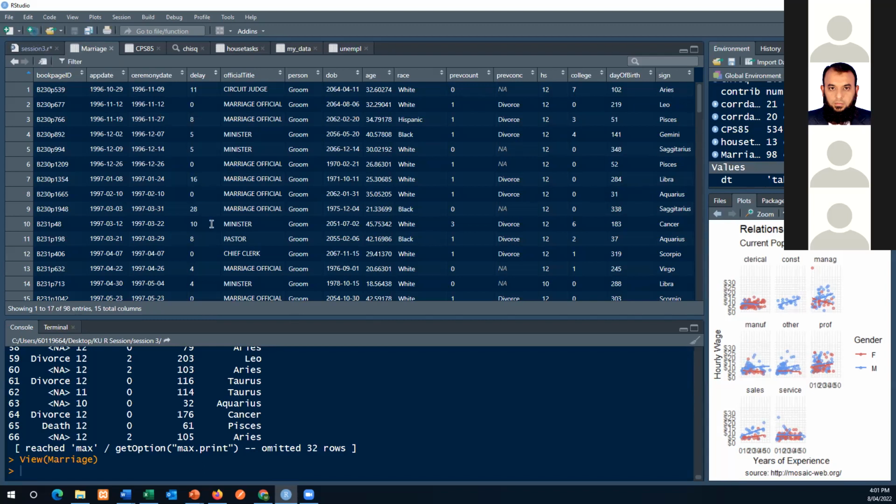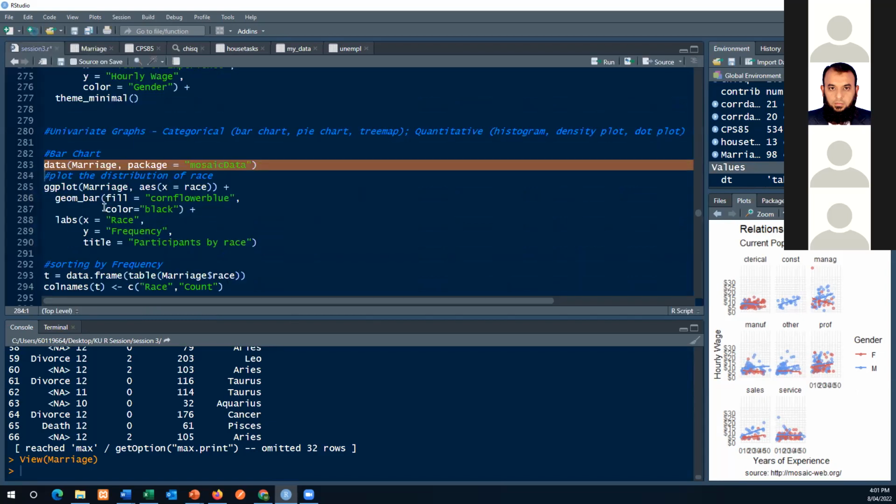Here we use ggplot, the same ggplot but instead of geom point we use a bar geometry, with the border color black, and labels this way. So we'll create a simple bar chart, try to print.